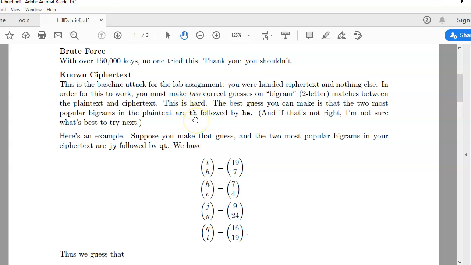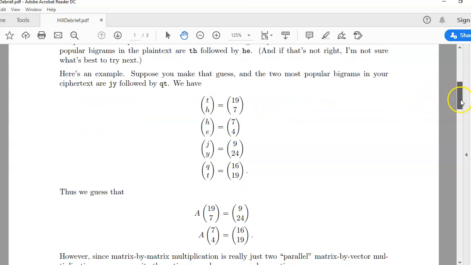The best guess you can possibly make is that if the original plaintext was really good English, it had a lot of these in it. So the most popular bigram should have been TH, and the second most popular HE. If that is not right, I'm not sure what to tell you. It's just hard to say.